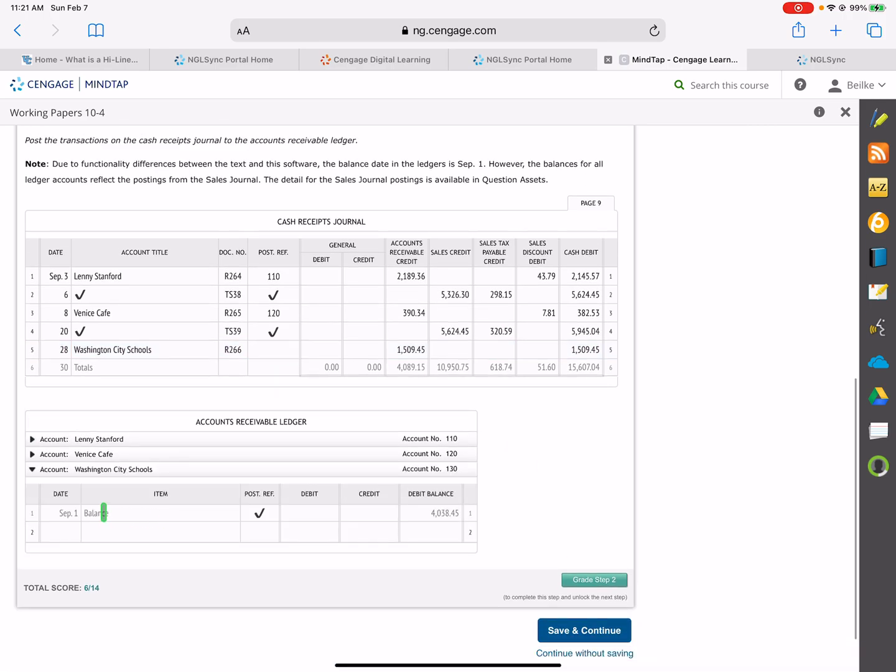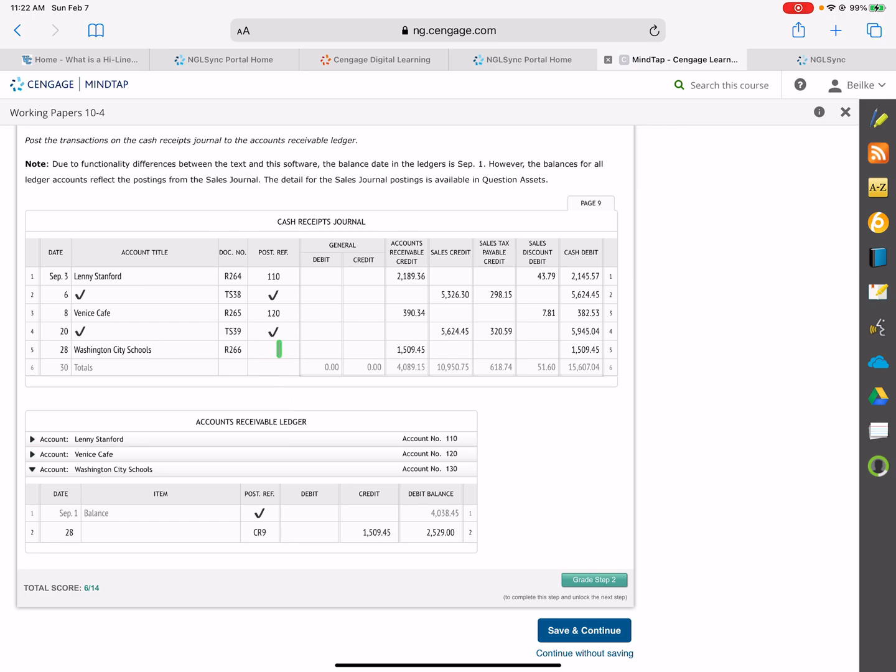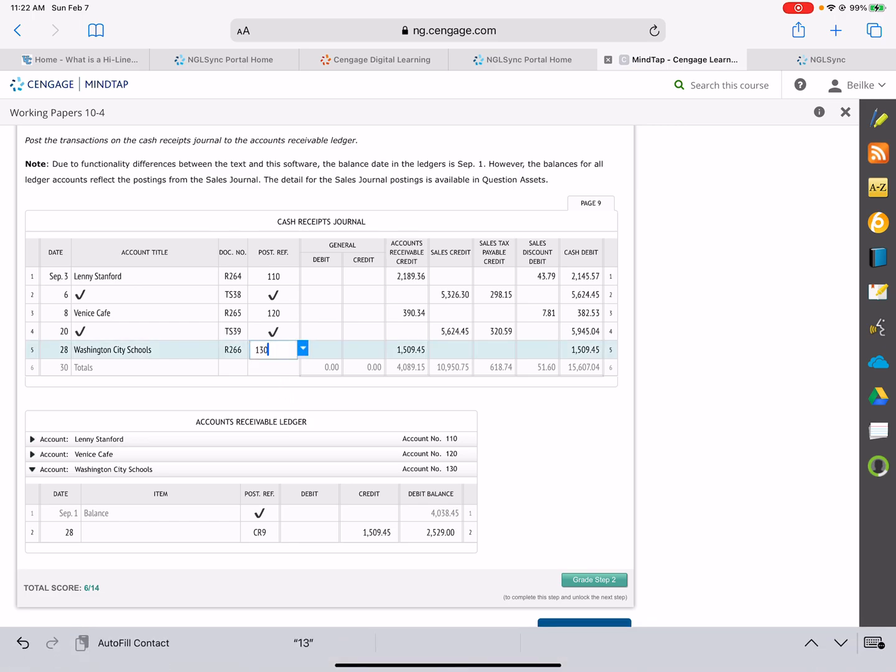Then we'll go to our last posting, which is Washington Schools. The date is the 28th. Post reference is CR9. Again, it's posted as an accounts receivable credit, so we'll go to our credit and write in $1,509.45. We'll subtract it from the previous balance, and we come up with $2,529. Last step is to go back up in here and place 130.